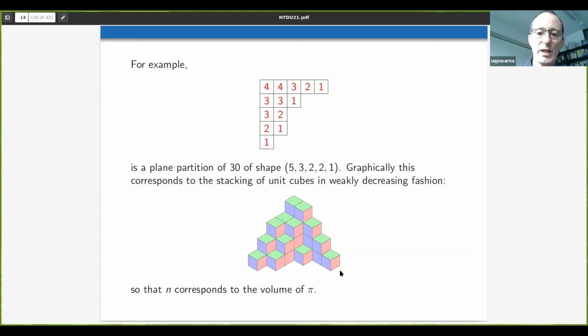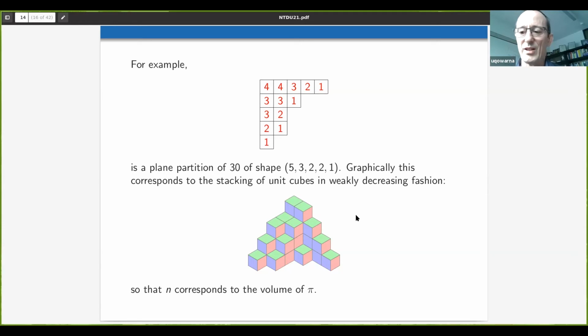Of course, an equivalent way of viewing a plane partition is just an ordinary partition where you fill in each of these boxes, or each of the squares, with a number. And this number 4 would just mean that you're in fact stacking 4 unit cubes in this position, 4 in the second position, 3 in this one, and so on. So you can see that this diagram here represents exactly this stacking of the unit cubes that you see down the page. Okay, so this is now a plane partition.